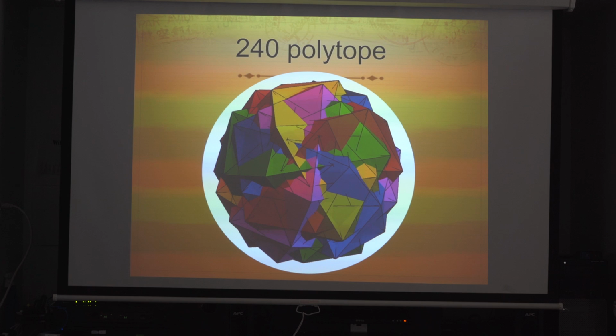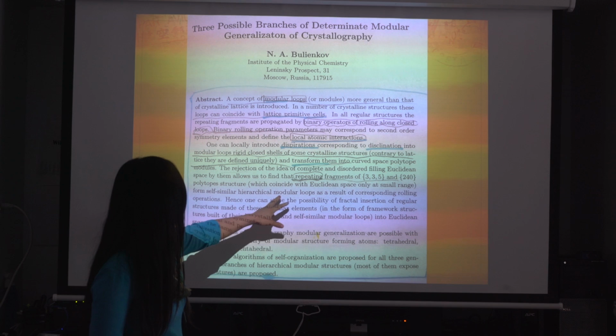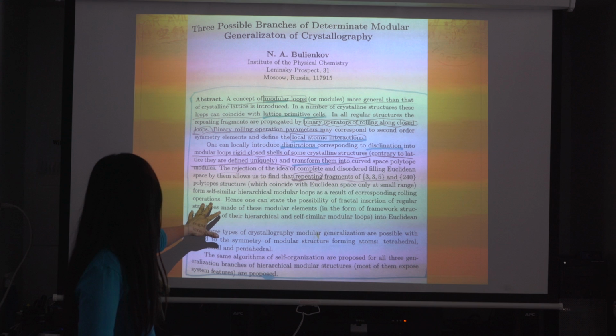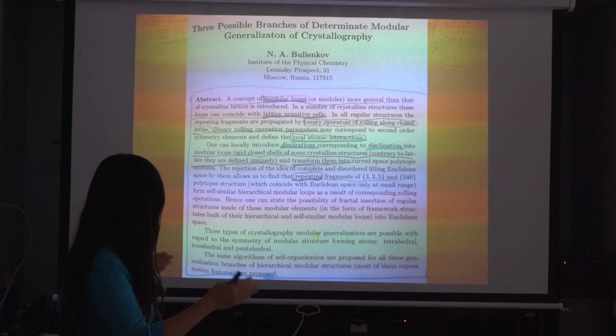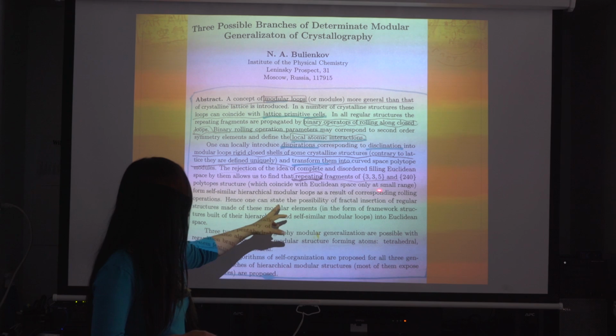240 polytope. This is one picture of it. This is the paper that I'm interested in. It's talking about how the 240 polytope is related to the 335, and I think it also talks about geometric frustration, almost kind of the loops. It talks about the self-similar hierarchical modular loops as a result of corresponding rolling operations on the 240 polytope.